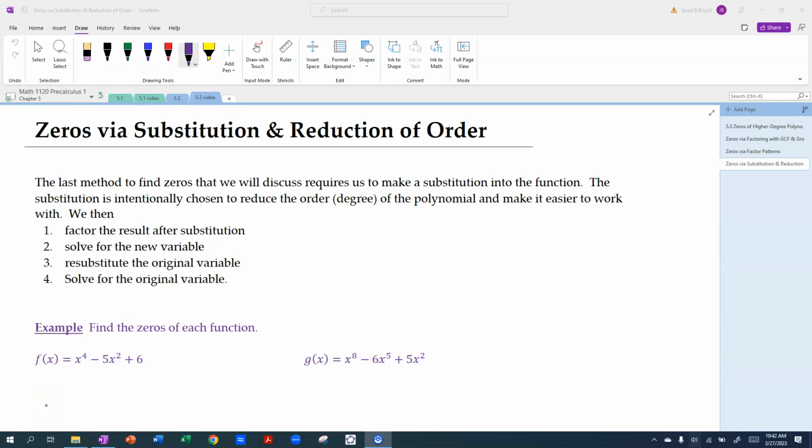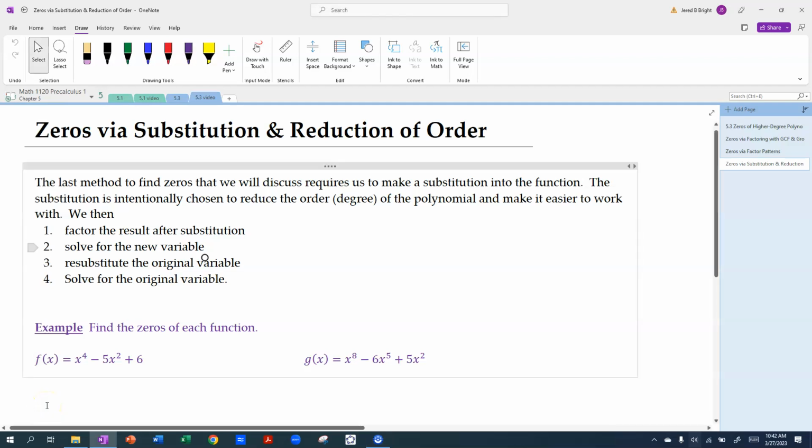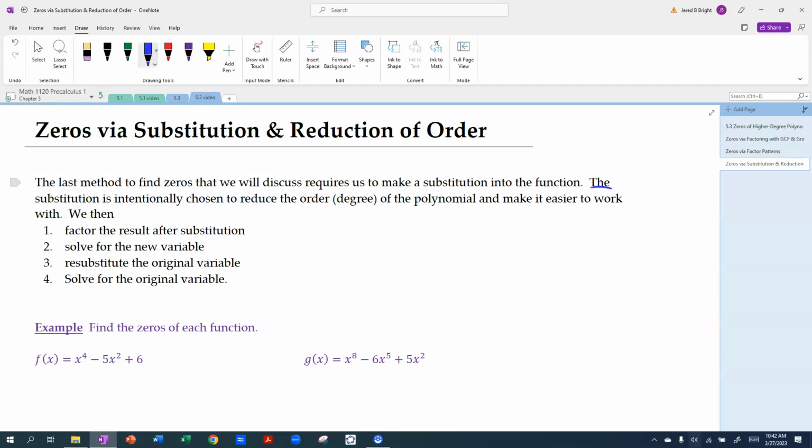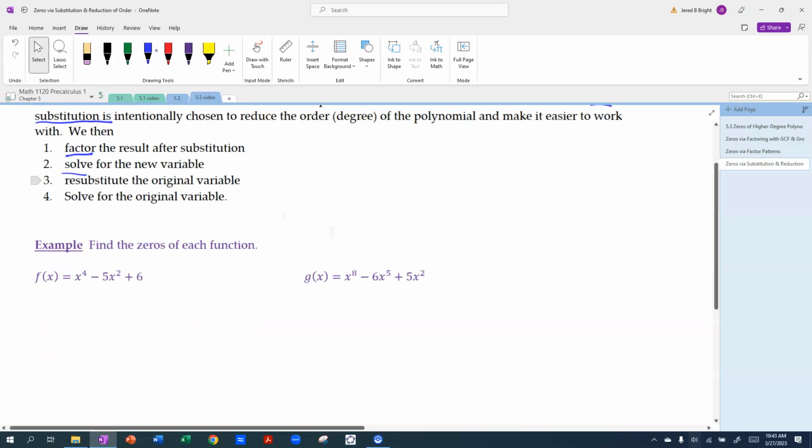The last strategy we are going to use to find zeros of a polynomial is a method called substitution, and I also call it reduction of order because the idea is that we are going to make a substitution. We pick a substitution intentionally so that the degree of the polynomial is reduced, hence the reduction of order. Then, once we make the substitution, we factor and solve. But whatever we solve is in the new variable, so we need to resubstitute and then solve. So it's factor, solve, pretty much. Let's see it in action.